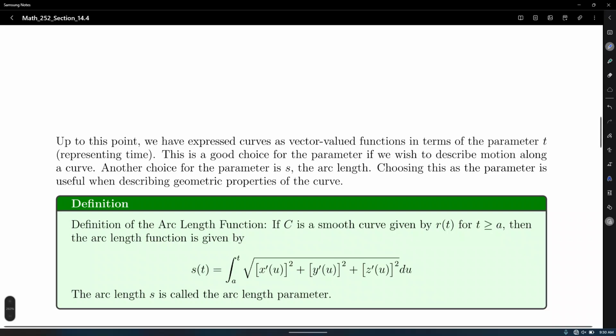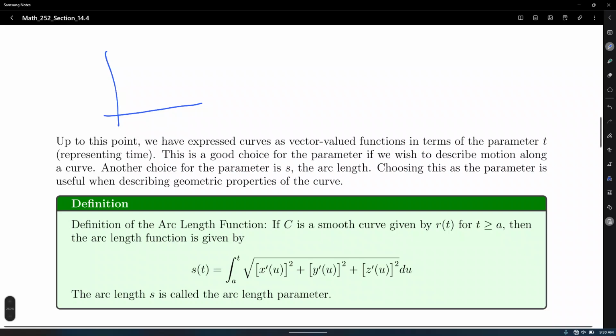So t is time. But it turns out that time is not the only parameter when it comes to parameterizing vector valued functions. Actually, another way to parameterize is by the arc length. For instance, well, this is what you know so far.